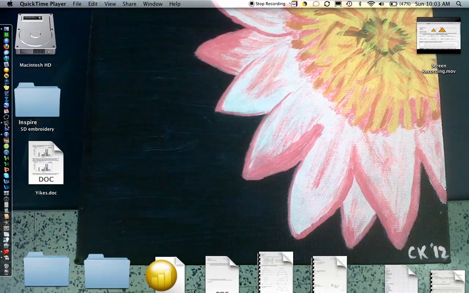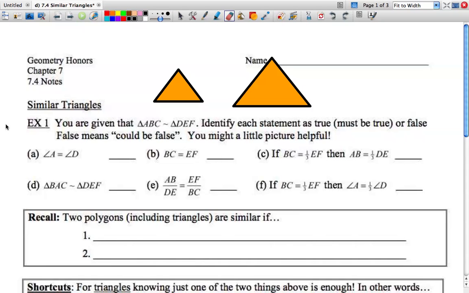Today we're going to talk about similar triangles. This is in section 7.4 in your textbook. If you need to review, it is highly recommended to look in your textbook. Similar triangles. You are given that triangle ABC is similar to triangle DEF. Identify each statement as true, which must be true, or false, meaning could be false. You might find a little picture helpful.